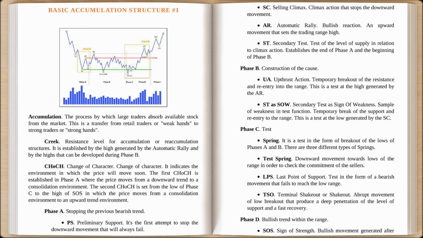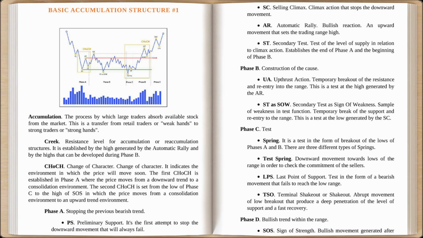The first CHoCH is established in phase A, where the price moves from a downward trend to a consolidation environment. The second CHoCH is set from the low of phase C to the high of SOS, in which the price moves from a consolidation environment to an upward trend environment.